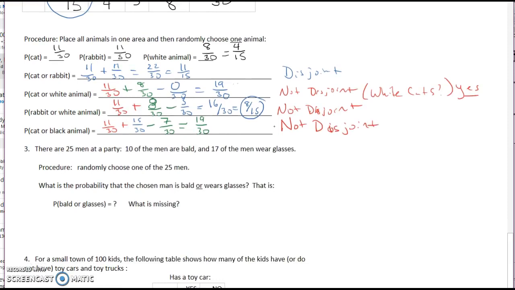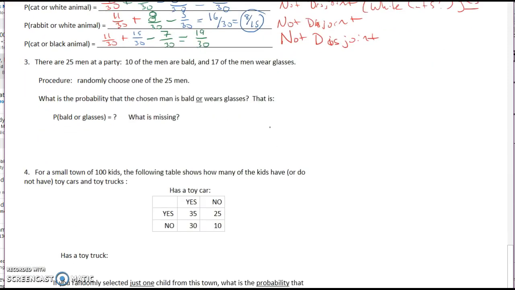Okay, let's take a look at this next one, which says there are 25 men at a party. 10 of the men are bald and 17 wear glasses. Randomly choose one of the 25 men. What is the probability of choosing a man that is bald or wear glasses? So we're going to try to do the same thing. Is this disjoint? We're going to say this is not disjoint or not mutually exclusive.